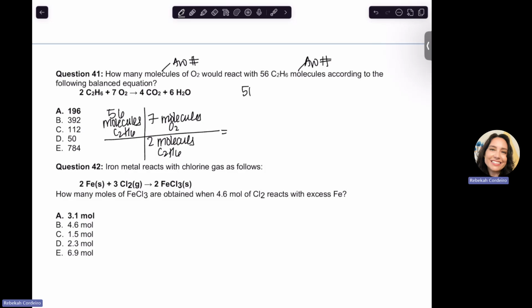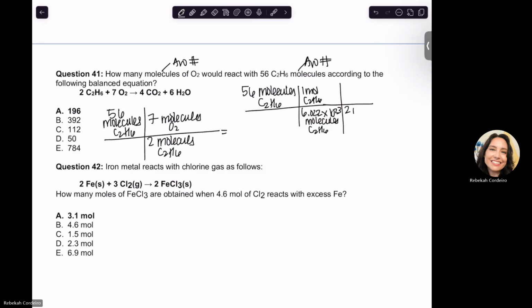Or we could go all the way through and use Avogadro's number. And you'll find that when you do this, the Avogadro's number cancels out with itself. So when I put Avogadro's number on the top here, they would cancel out. So you get the same thing.